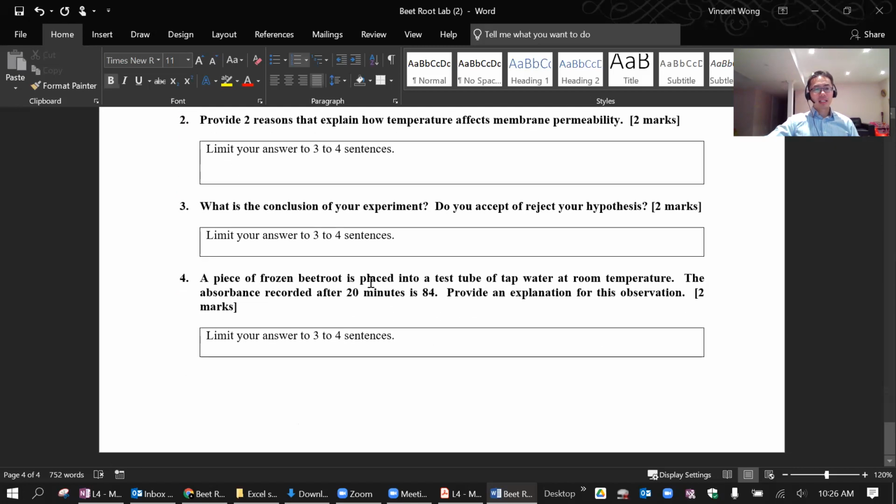And then there is some data analysis. You see here is the frozen beetroot question. That many people did not get right, but you came here, you did the application question, so you should be all right.